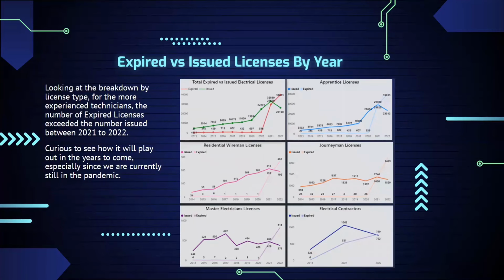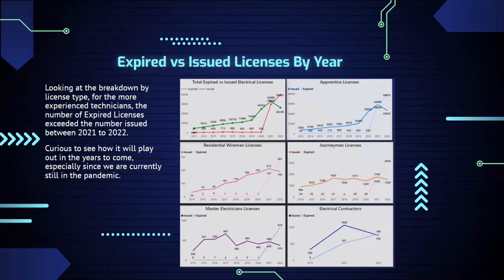Looking deeper into the expired versus the issued licenses, I created the charts for each type. So as you see in the apprentice licenses, the numbers are pretty high. So it's 22,000 to 29,000 and all the way to 39,000.